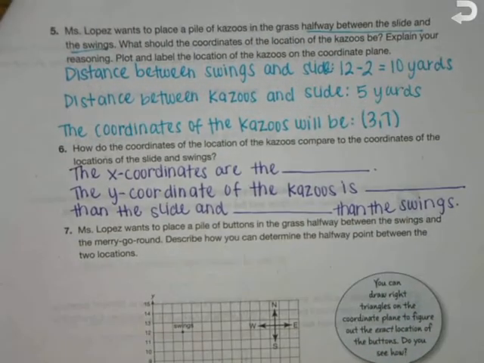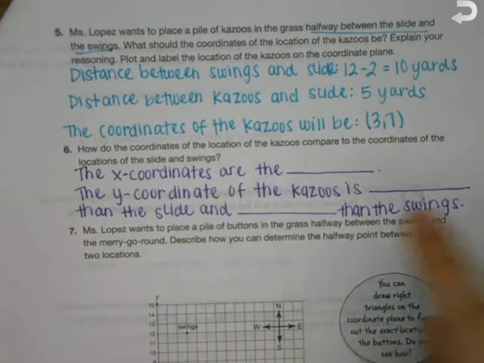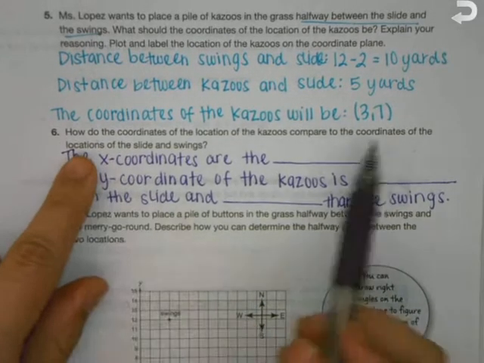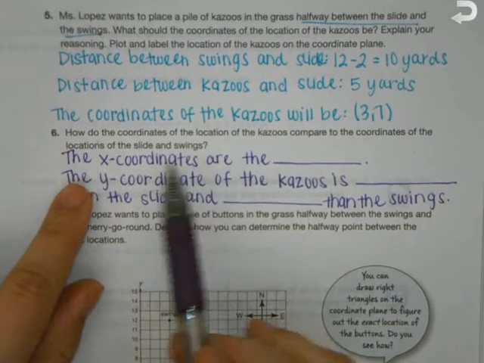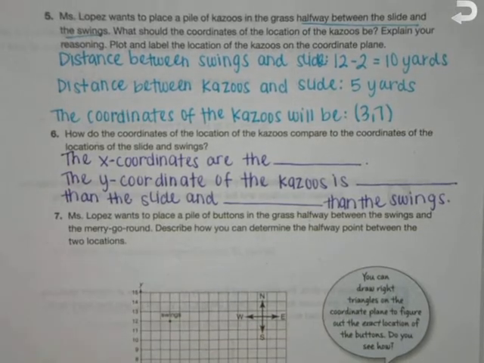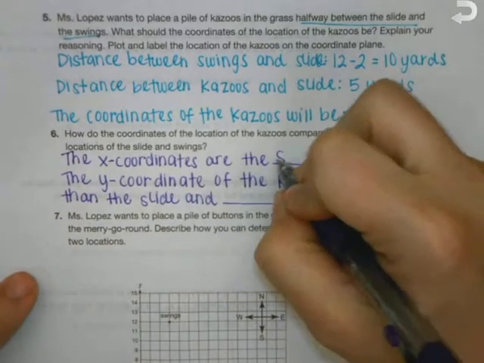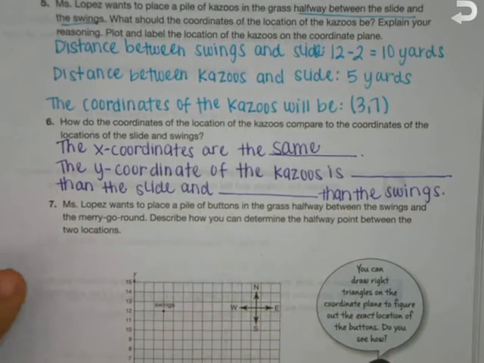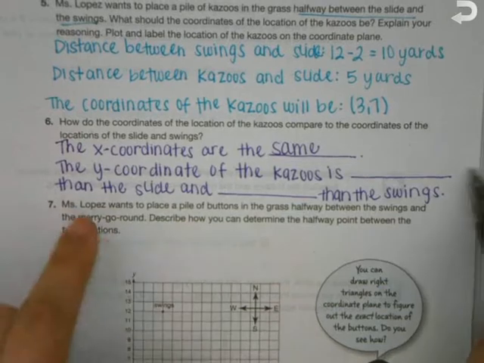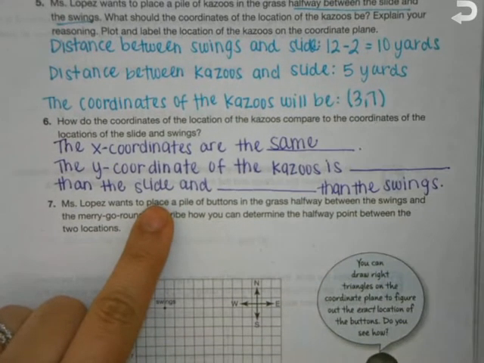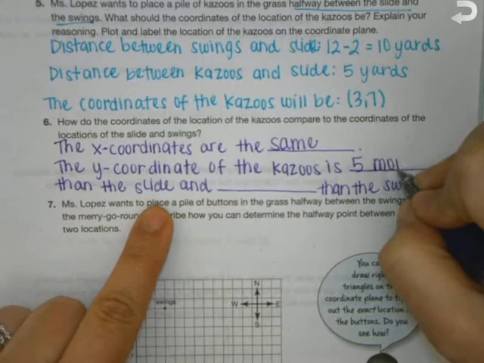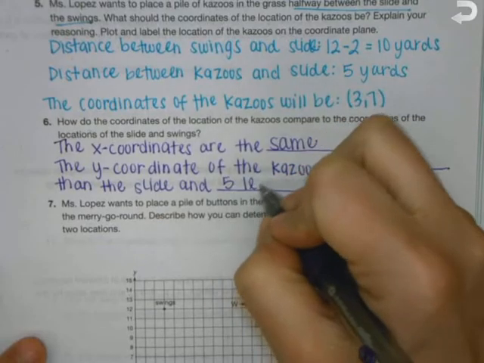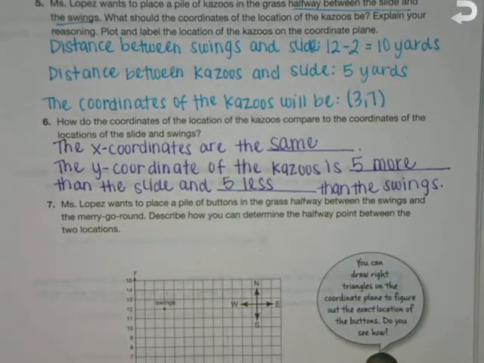Okay. Filling out number 6 should have been a little bit easier. So how do the coordinates of the location of the kazoos compare to the coordinates of the location of the slide and swings? The x coordinates are what? The same. Okay. The y coordinate of the kazoo is blank than the slide. 5 more. And blank than the swings. 5 less. Okay. Questions, comments, or concerns about those?